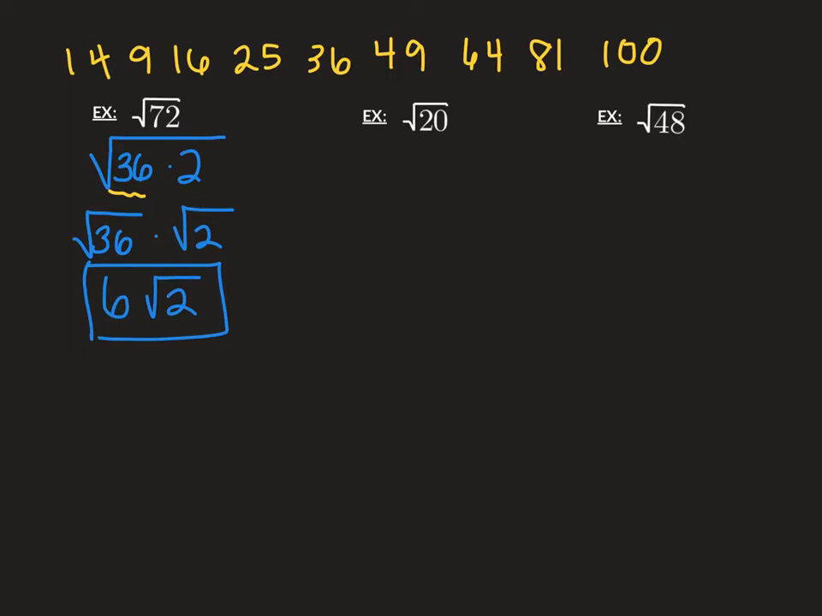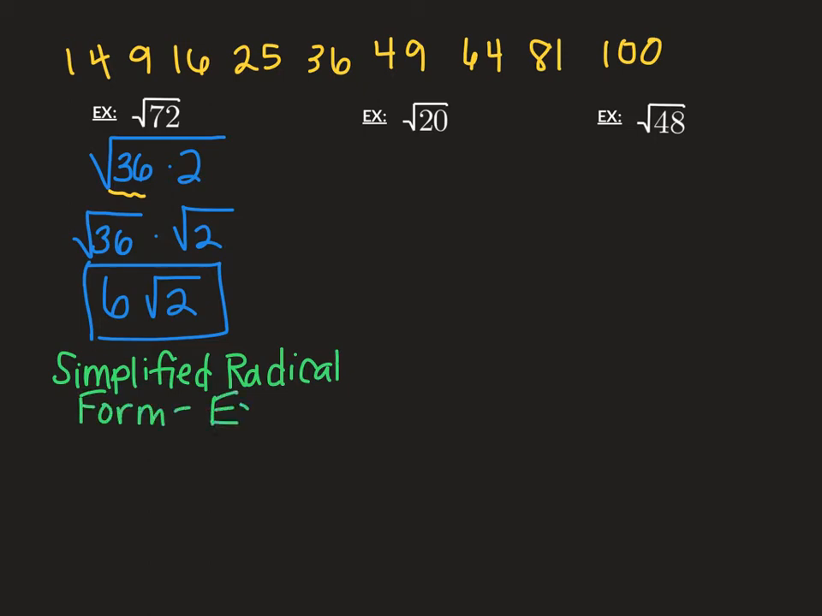Okay, 6 root 2. This is what we call simplified radical form. So I'm going to write that down. Simplified radical form. This is going to become really big next year in geometry. You're going to use simplified radical form a lot. Or if it asks for an exact answer, I want to use 6 root 2.